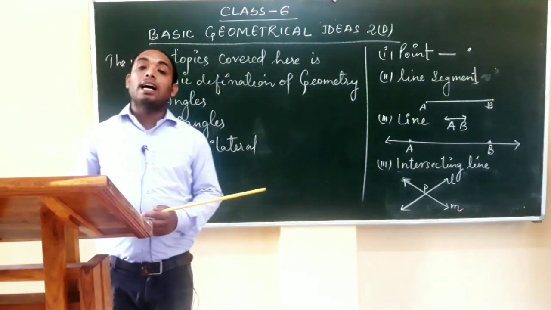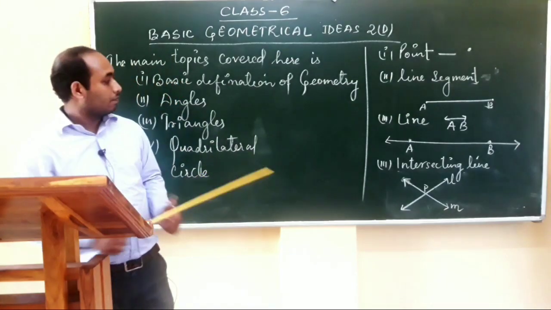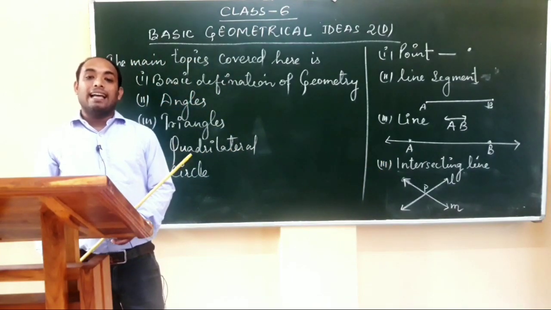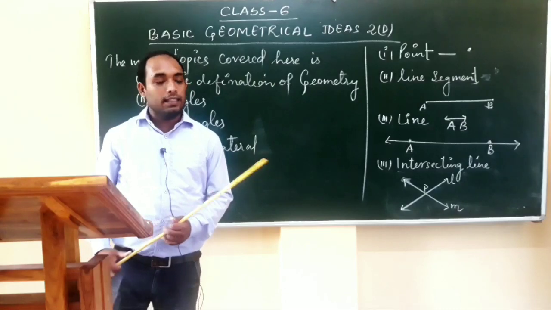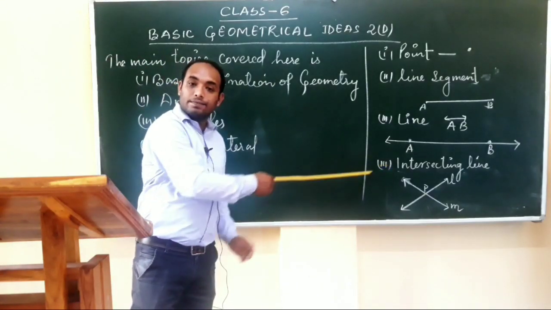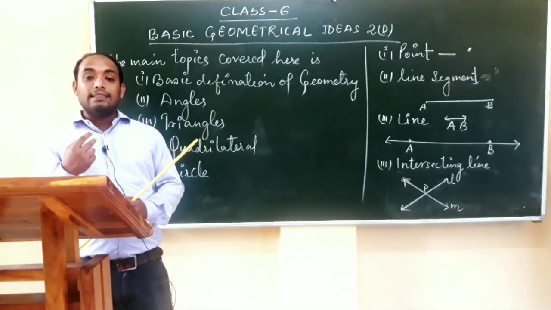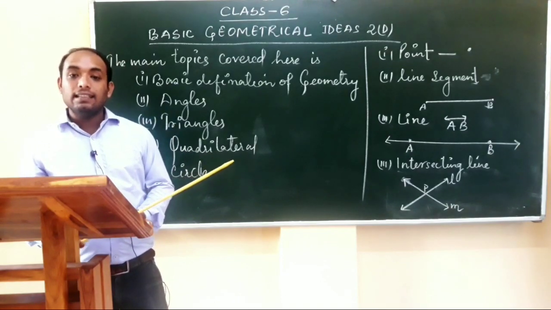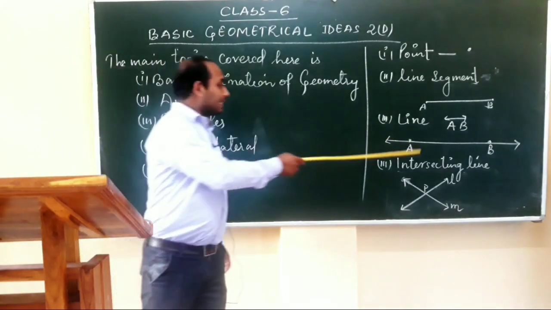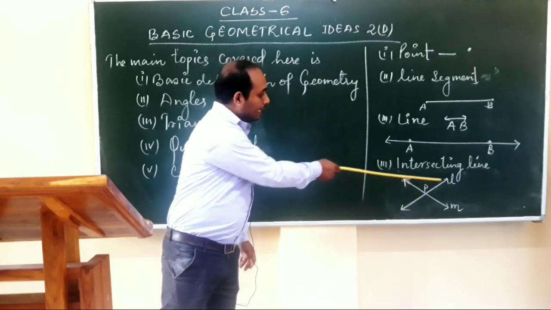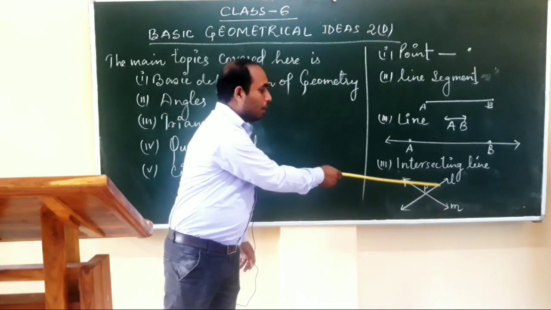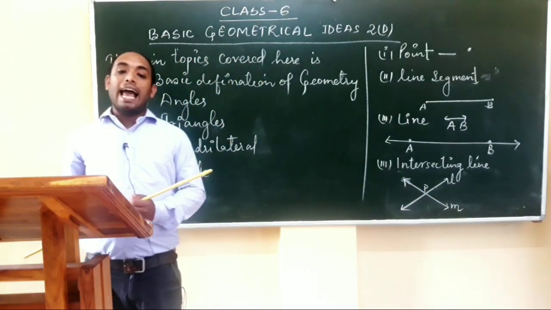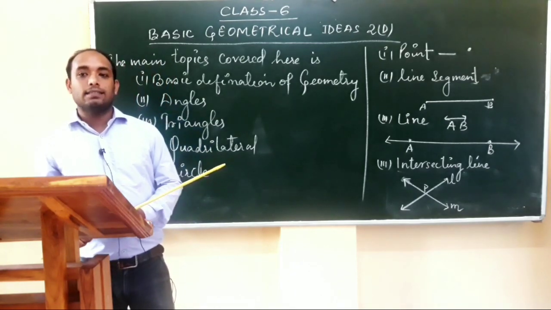Let's see about the intersecting line. What is intersecting line? If 2 lines have only one common point, they are called intersecting lines. Two lines intersect at point P. It is line L and it is line M. Both the lines intersect at point P. For example, letter X and crossing lines.